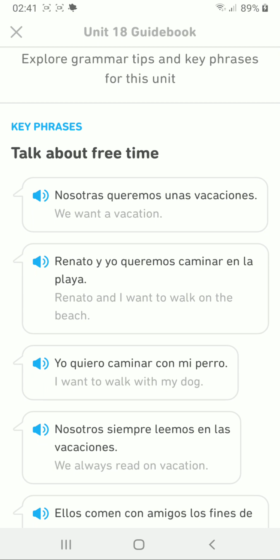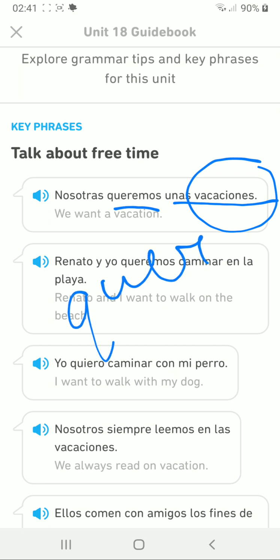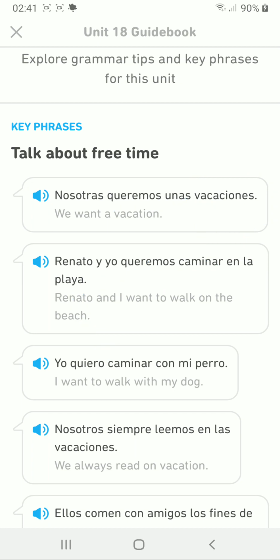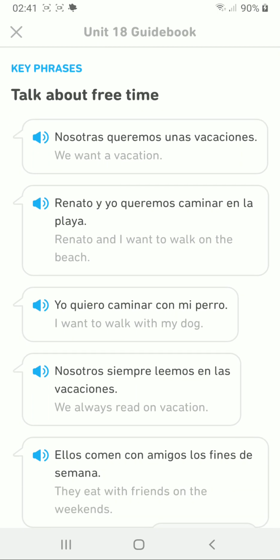Nosotras queremos. Queremos is the verb conjugated to the first person plural. So we want a vacation. So how do you say vacation? It's unas vacaciones. Seems that vacaciones is always in plural. Certain nouns are like that. But the verb queremos, it's we want. It's from the verb querer. Yo quiero, tú quieres, ella, él, usted quiere, and nosotros queremos. So this is how you conjugate it.